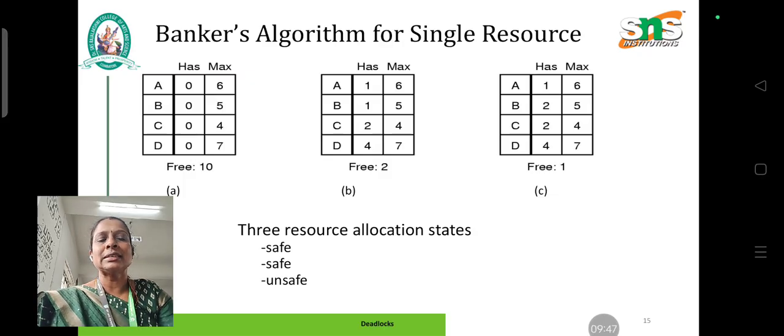If you see the next diagram, we are allocating 8 resources to processes A, B, C and D. Out of 10 resources, 8 are allocated and the free space is 2. In the third diagram, the system is going to enter an unsafe state. The total number of resources is 10, and we have allocated 9, so the free resource is 1. If we allocate this resource, the system may enter the unsafe state. By identifying this, we can avoid deadlocks.